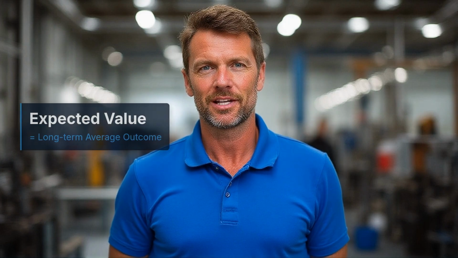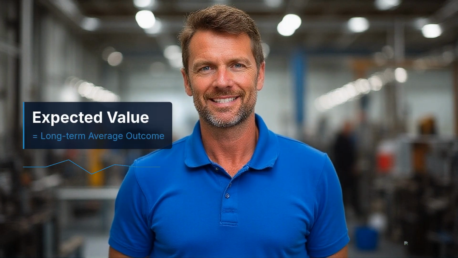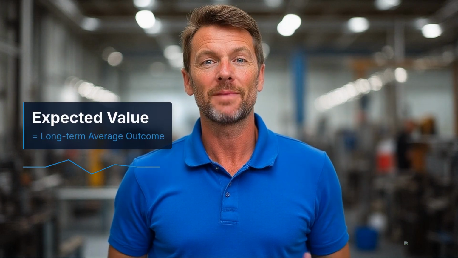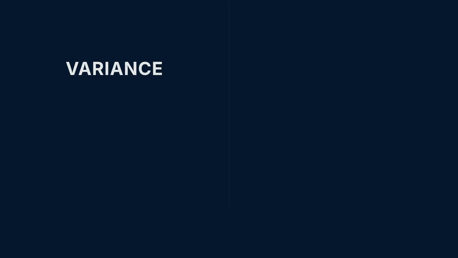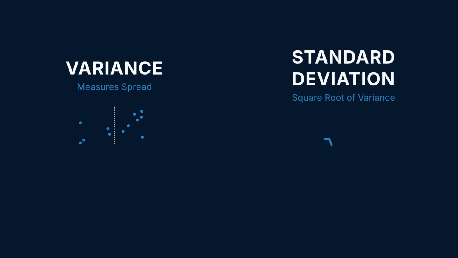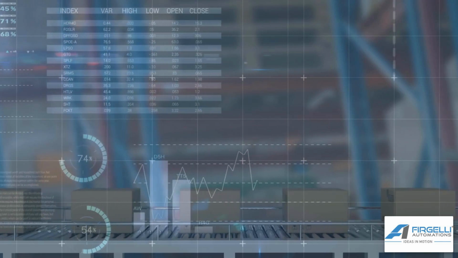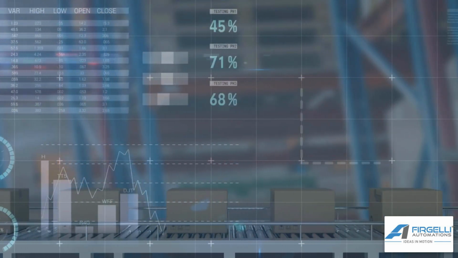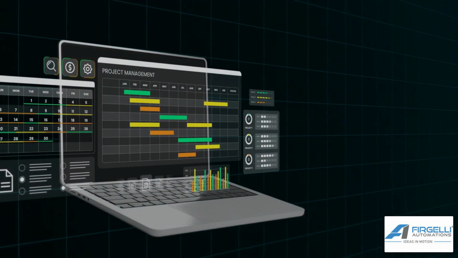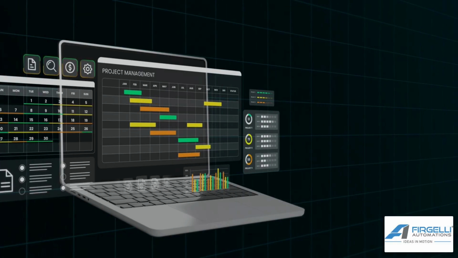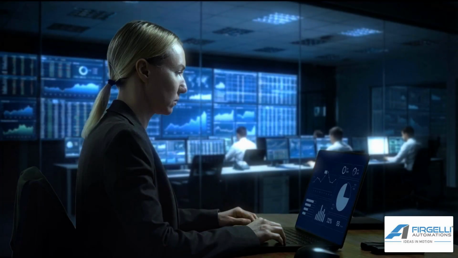The calculator displays your expected value, which represents the average outcome you'd expect over many trials. It also shows the variance, measuring how spread out your outcomes are from the expected value, and the standard deviation, which is the square root of variance. These metrics help engineers assess both the central tendency and risk profile of probabilistic scenarios, whether you're analyzing manufacturing tolerances, project timelines, or investment decisions.